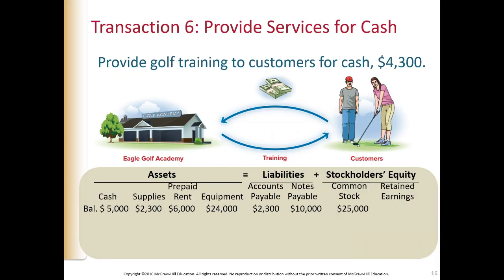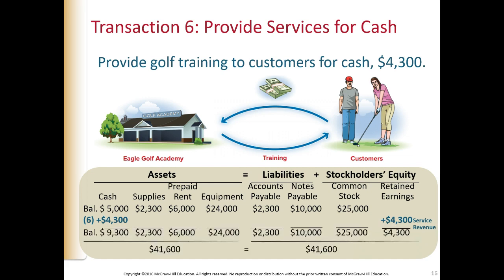The next transaction is, let's provide some golf training lessons to customers, and they pay us cash for $4,300. Our cash account is going to increase $4,300. You see that on the left side. And on the right side, we're going to place under the retained earnings account $4,300 because we have just earned some revenue. We have service revenue. So service revenue is a component of stockholders' equity. Cash comes in the door, that's recorded on the left, and the revenue account is recorded on the right side of the equation. The equation still stays balanced, and now it's up to $41,600 on both sides.